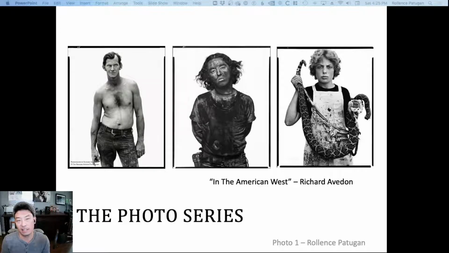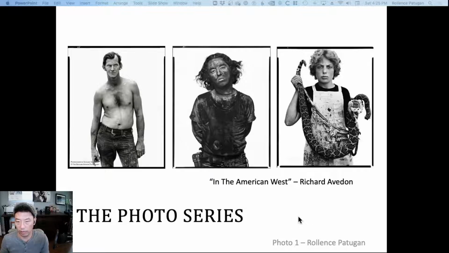Hey class, let's talk about this idea called the photo series. Here's a series of three images from a larger series called In the American West, captured and created by Richard Avedon. And if you take a look at these three images, there are certain things about them that give you an idea of why they would belong together in what's called a series.